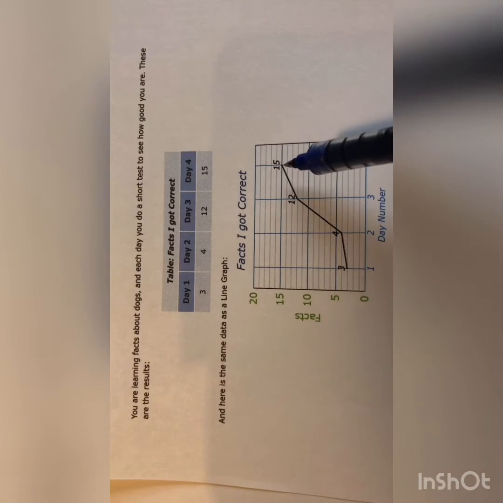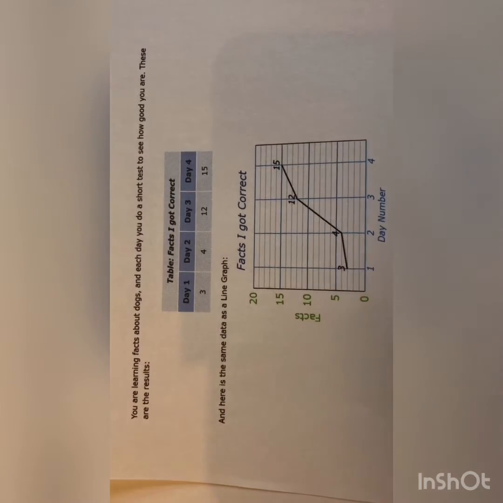By day 4, they were much, much better at remembering the facts than they were on day 1. Now, you can see from the line graph, the black line, there are also numbers above it, each one. We don't need to put the numbers above it because if we've got this axis right, you should be able to tell which is which.